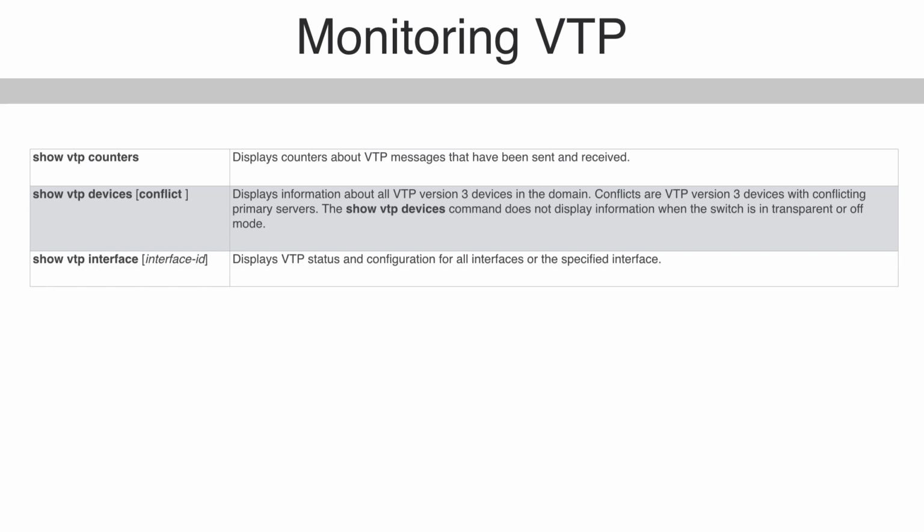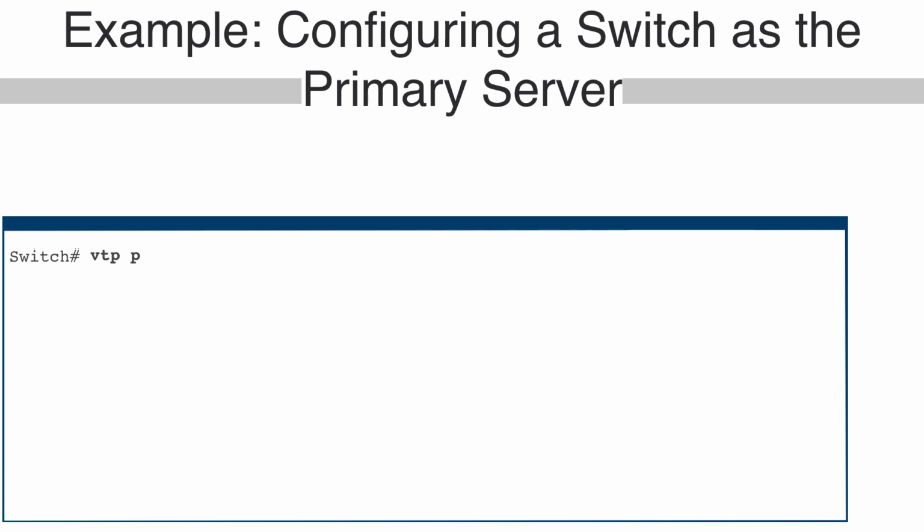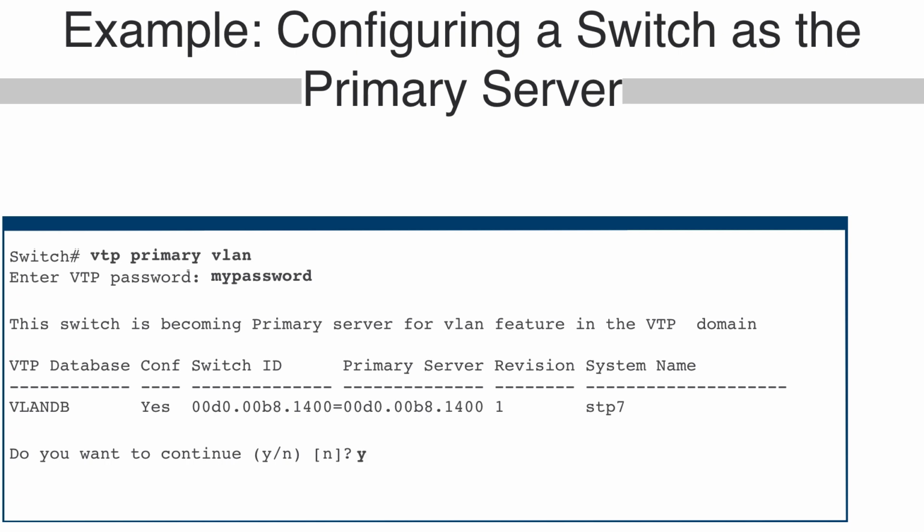Show vtp interface interface-id displays VTP status and configuration for all interfaces or the specified interface. Show vtp password displays the VTP password. The form of the password displayed depends on whether or not the hidden keyword was entered and if encryption is enabled on the switch. Show vtp status displays the VTP switch configuration information. Configuration examples for VTP. This example shows how to configure a switch as the primary server for the VLAN database, the default, when a hidden or secret password was configured.